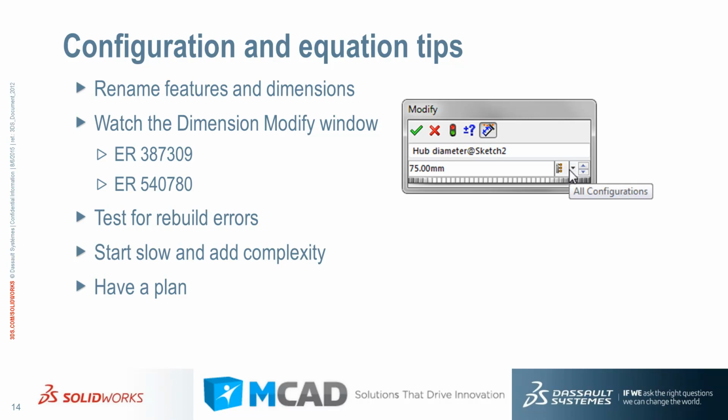Definitely test for rebuild errors. Equations and configurations are just changing the dimensional values, so you need to make sure that your part is robust enough. Start slow, add complexity when you need it, and have a plan. It's not a bad idea, in my opinion, to write things down. What do you want the part to do? How do you want to automate it? And then you can go tackle the dimensions and set up your equations and your configurations accordingly.